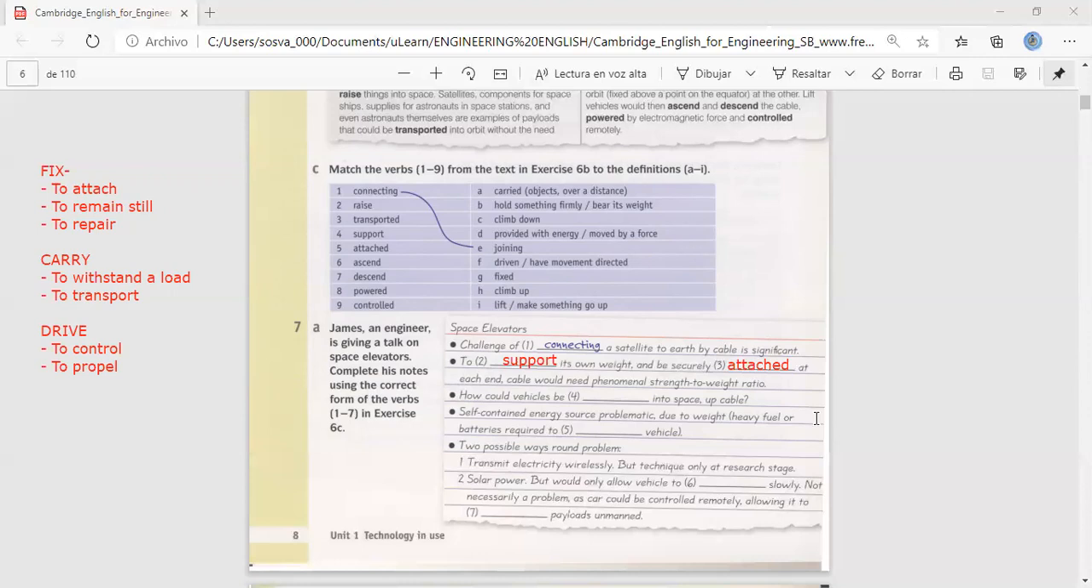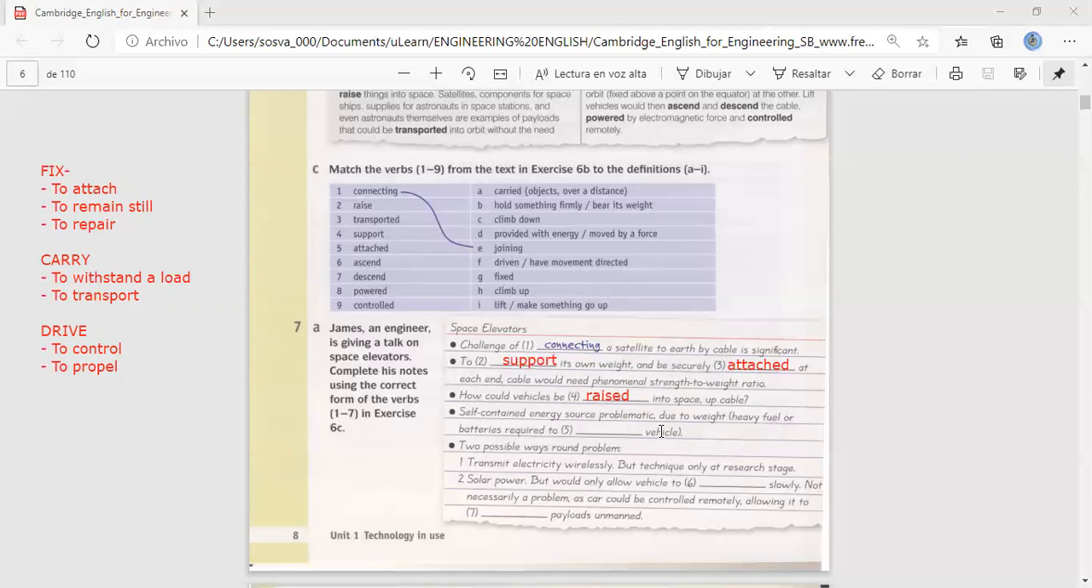Will need a phenomenal strength-to-weight ratio, right? Yes, weight ratio. The next is, how could vehicles be raised into space up the cable? Ascend or rise, so raised. How could vehicles be raised into space up the cable?